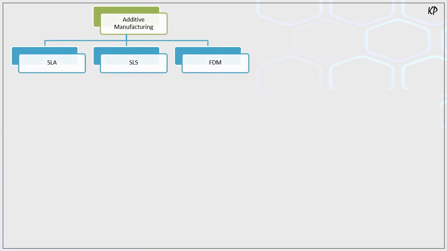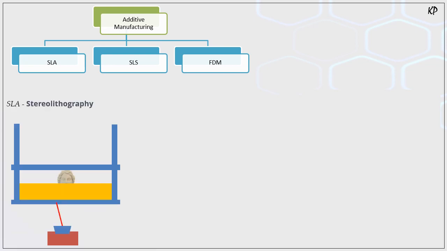So the first manufacturing process is additive manufacturing, which is again divided into SLA, SLS, FDM, and you can also include metal 3D printing. Basically, these three processes, SLA, SLS and FDM, we will see in this video. First one is the SLA.